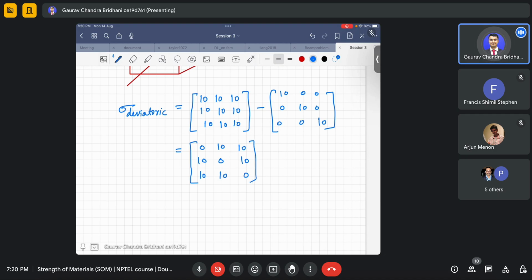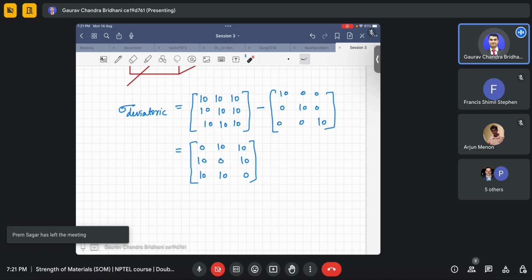Now if you see properly, in this case only the non-diagonal terms are non-zero. All the diagonal terms are 0. You might be remembering that when the diagonal terms, sigma 1 plus sigma 2 plus sigma 3, is 0, then it is actually a pure shear case. That means this sigma deviatoric is actually a pure shear stress. Deviatoric stress is actually a pure shear stress, and this is a very important property of deviatoric stress.